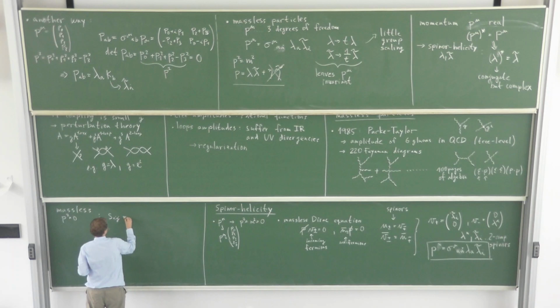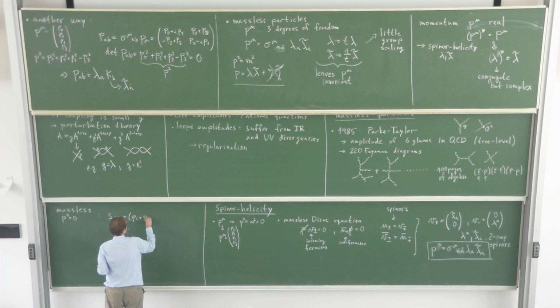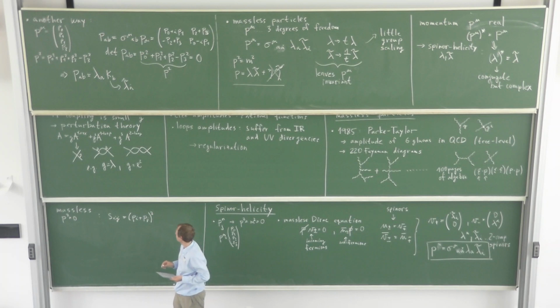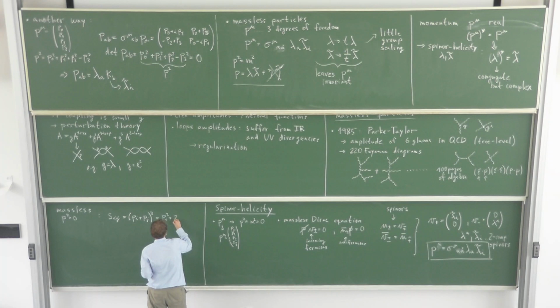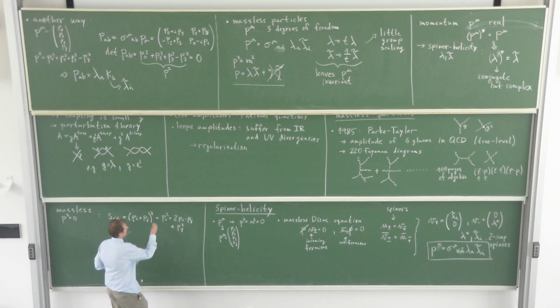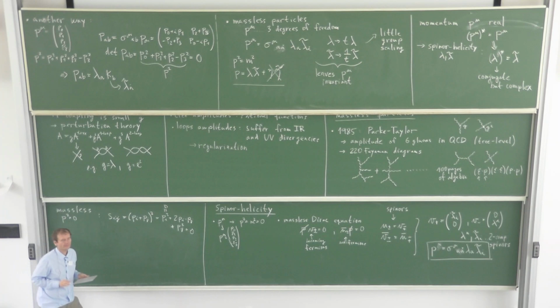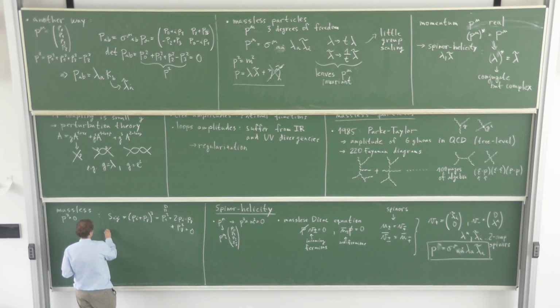s_ij, which is just (p_i plus p_j) square. Here i and j are momenta of two different particles. And this we can also write as p_i square plus 2 p_i dot p_j plus p_j square. Okay, and p_i square and p_j square are zero because we have massless particles. So the object that we are left with is just the scalar product of p_i and p_j.